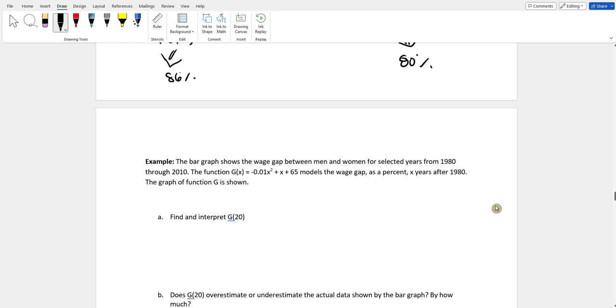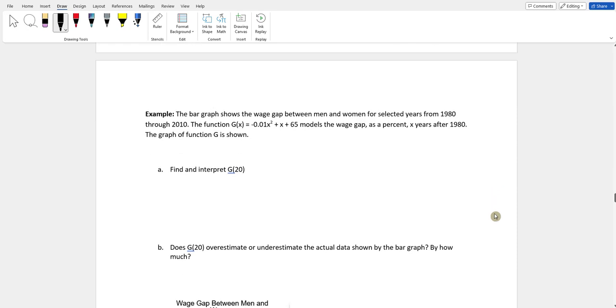In this next example, it says the bar graph shows the wage gap between men and women for selected years from 1980 through 2010. The function g of x is equal to negative 0.01x squared plus x plus 65, and it models the wage gap as a percent x years after 1980. The graph of the function g is shown below. We're going to calculate and interpret g of 20.